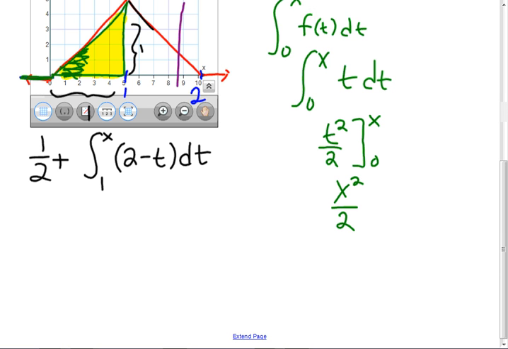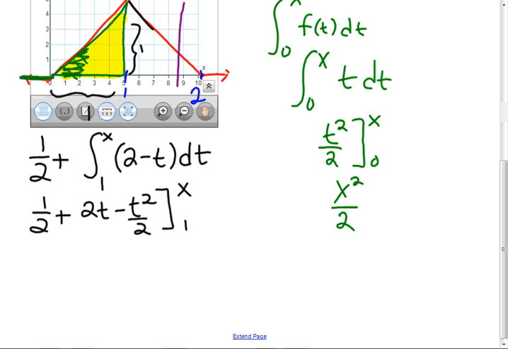Is that okay or no? Okay, because I'm going to add the triangle, and I'm not starting at 0. I'm starting at 1 for this particular function. So it's 1/2 plus this antiderivative is what? 2t minus t squared over 2, evaluating where? 1 and x.